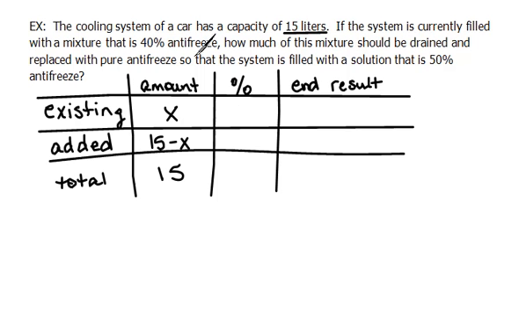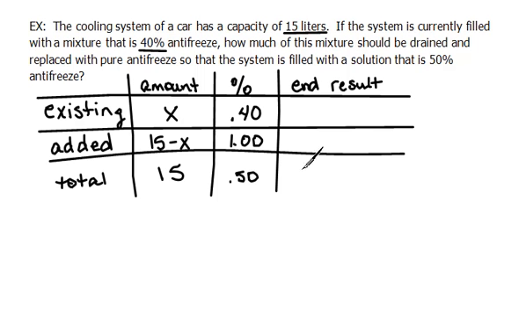We're starting out with a 40% antifreeze mix. So that makes our initial percentage 40%. And then we're going to add in pure antifreeze. Well, pure antifreeze is 100%, so that would be 1.00 as a decimal. We want to end up with a solution that's 50%, which would be 0.50. Remember, we always work with decimals, but we talk about percents.